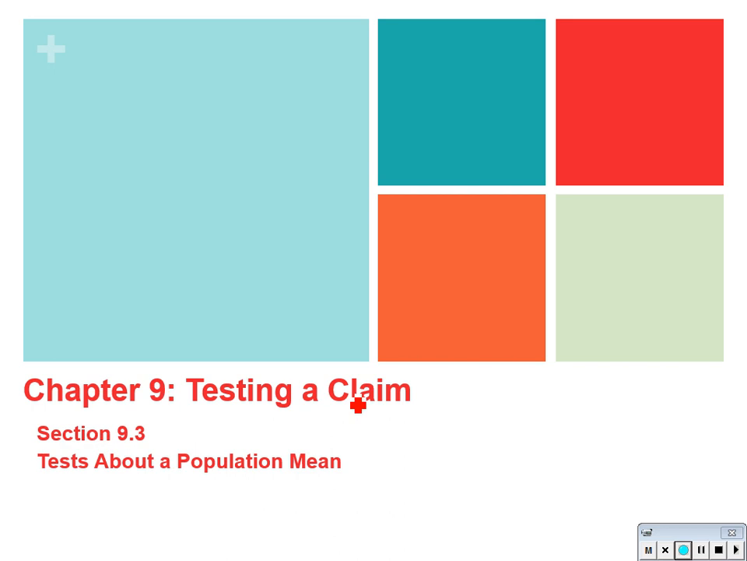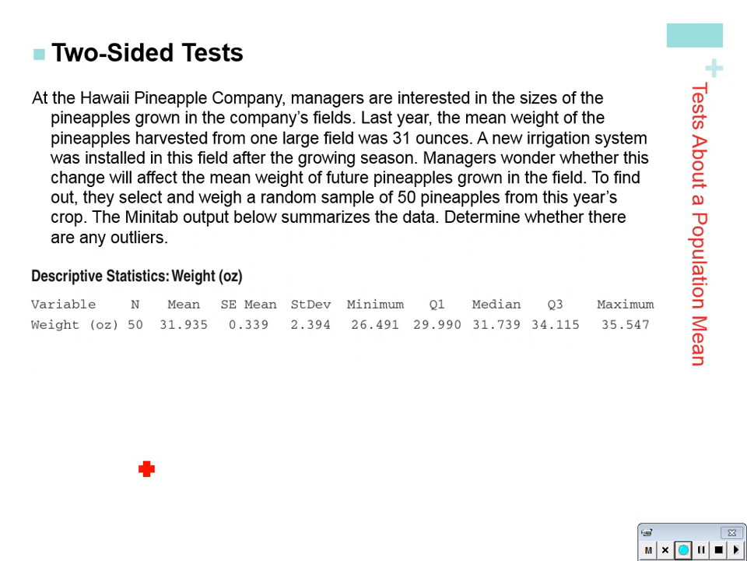So as we continue to look at some different things involving significance tests with quantitative data, the next thing we're going to get into looking at is some different things with two-sided significance tests and the relationship that they have to confidence intervals. So an example here says, at the Hawaii Pineapple Company, managers are interested in the sizes of the pineapples grown in the company's fields.